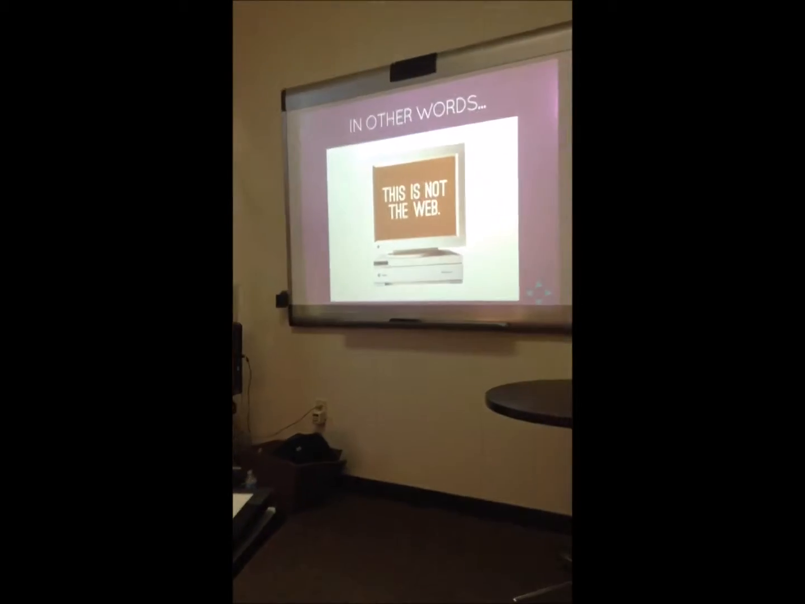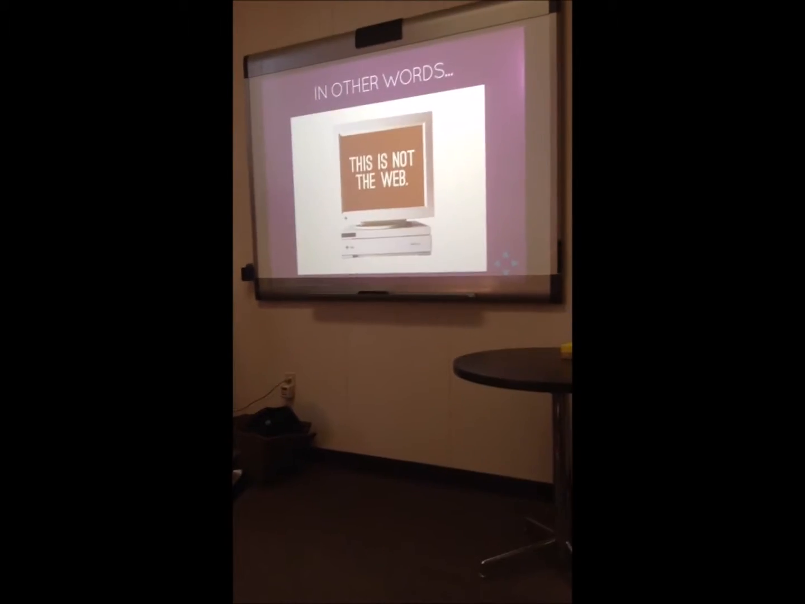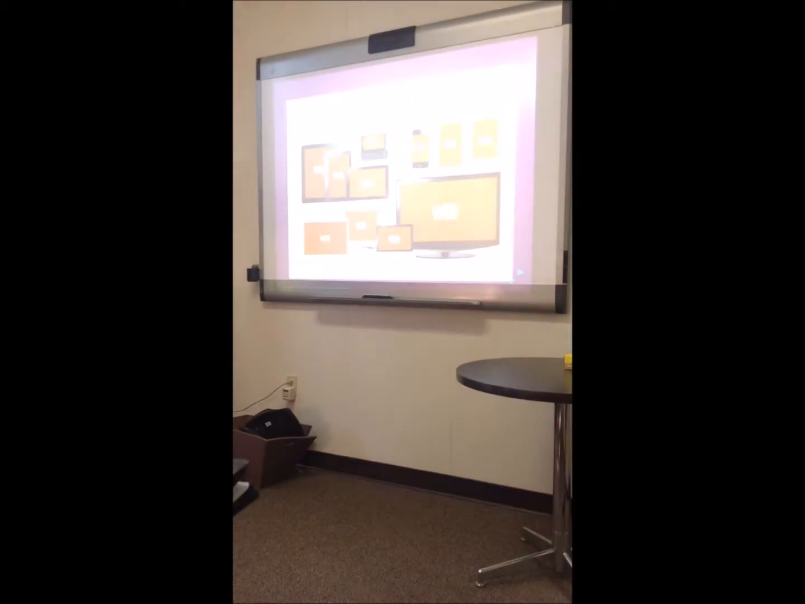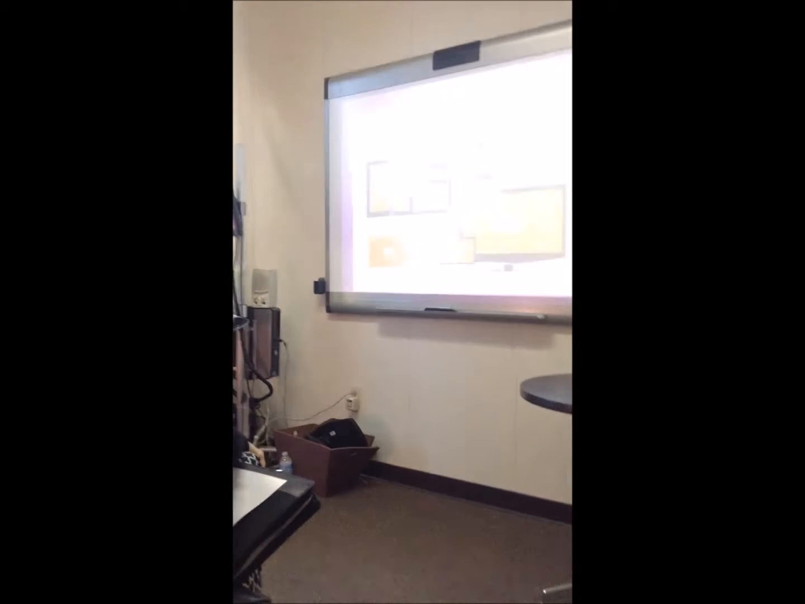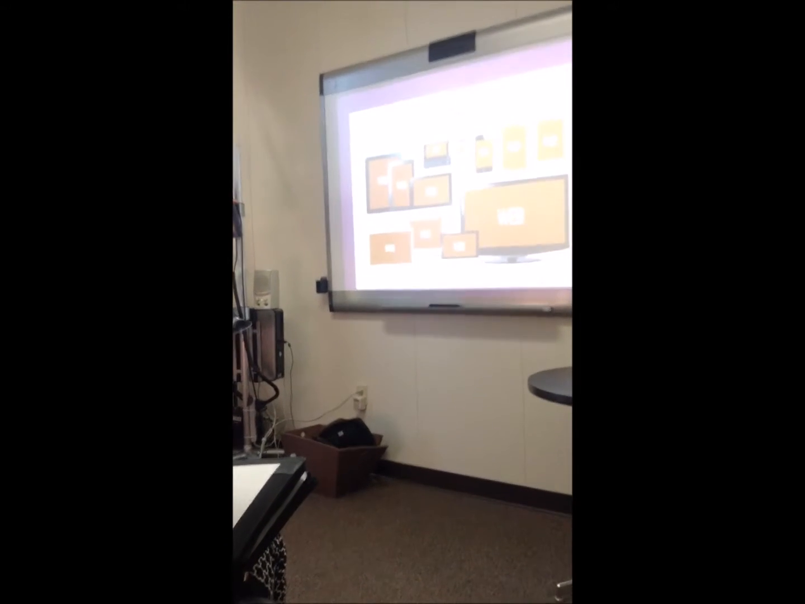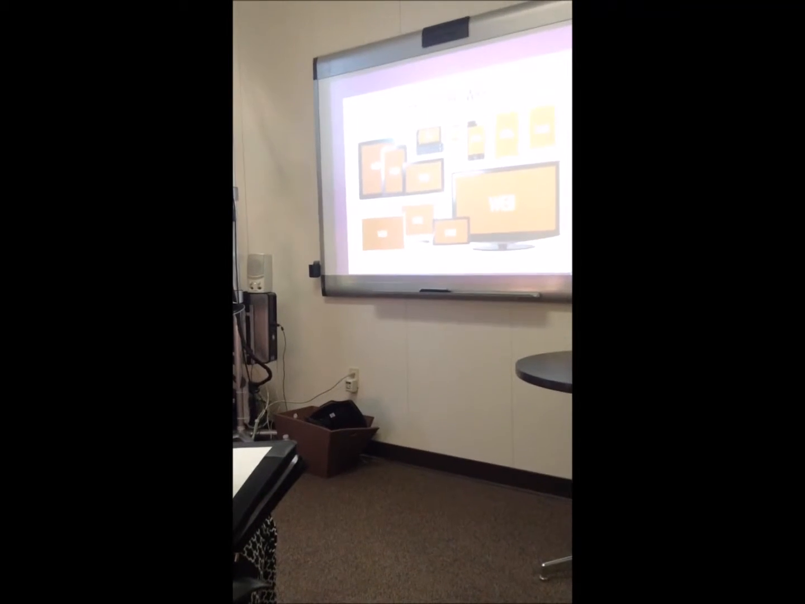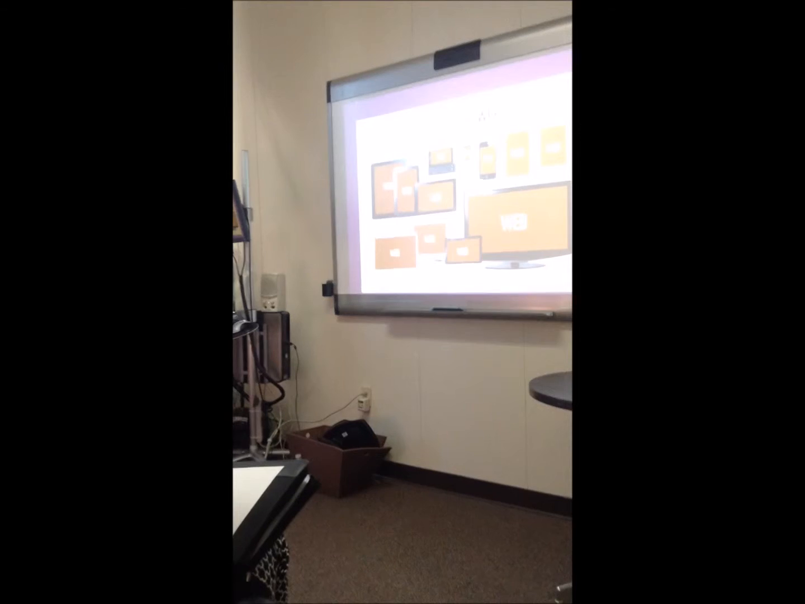In other words, this can no longer be considered the web. Is that Grandma's computer? Yes. This is the web now. You've got laptops, tablets, smartphones, old slider phones, old flip phones still have web browsers in them, and the one that I really like in the bottom right-hand corner, TVs. A lot of people are starting to use their TVs to browse the internet.